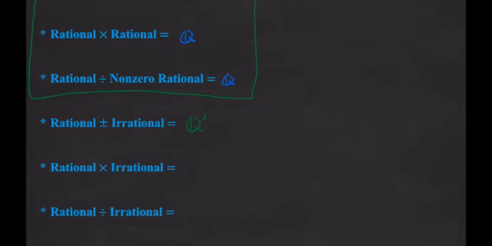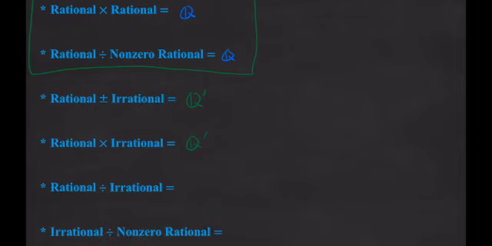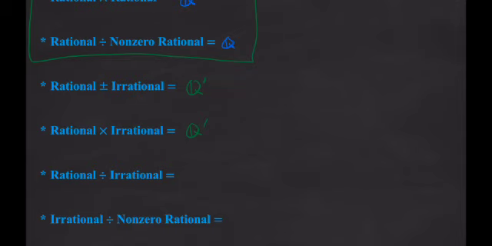Okay? No matter how hard you try, a rational and an irrational will always be not rational. It will always be an irrational number. A rational times an irrational number will always be an irrational number. Okay? And a rational divided by an irrational will always be an irrational number. Okay? So this is whenever we are comparing the two with these operations.